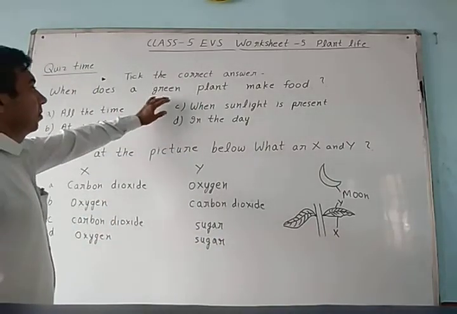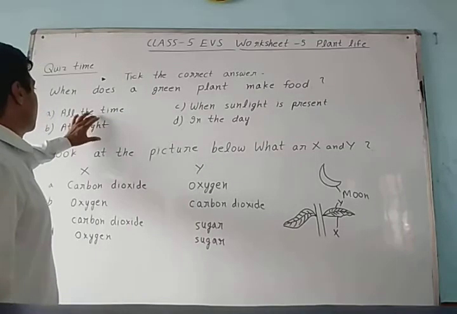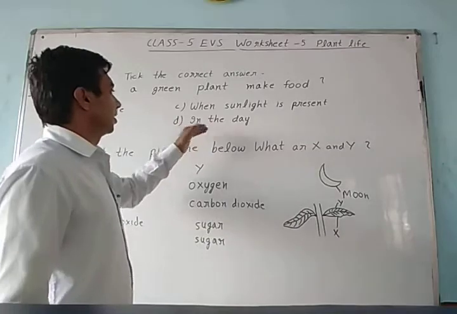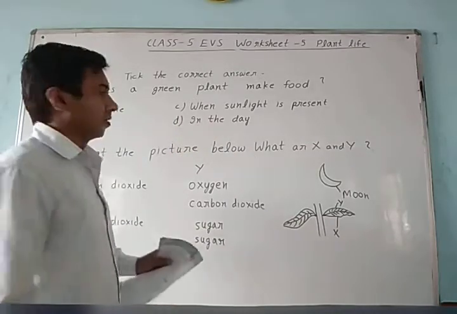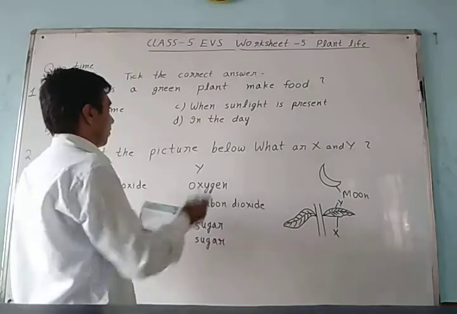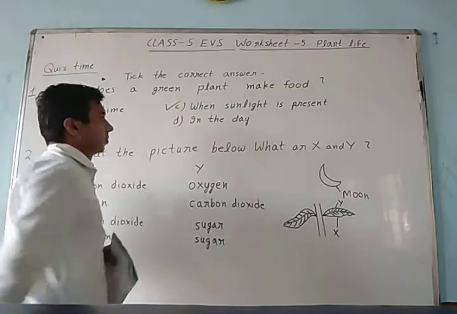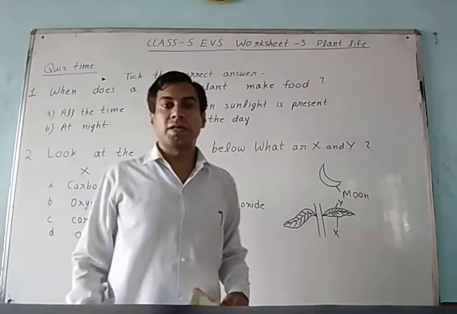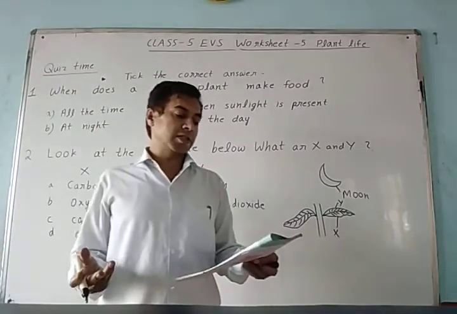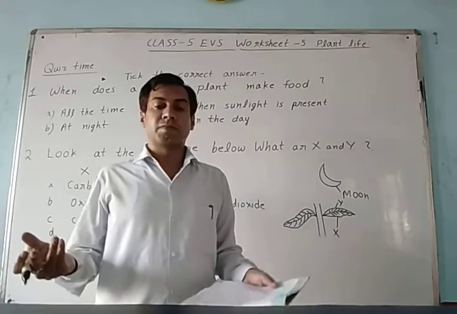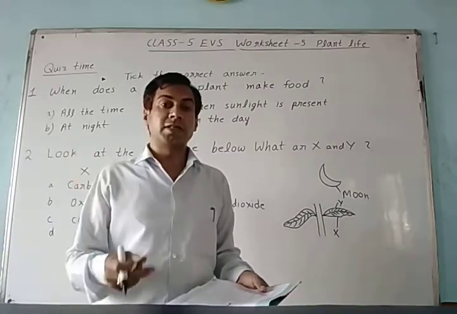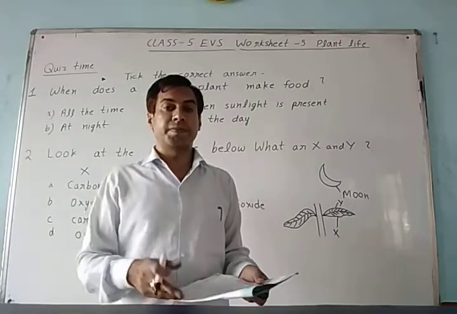When does a green plant make food? All the time, at night, or when sunlight is present in the day? Students, so when sunlight is present, what is the process of photosynthesis? The process of photosynthesis uses water, minerals and carbon dioxide in the presence of sunlight to prepare food.